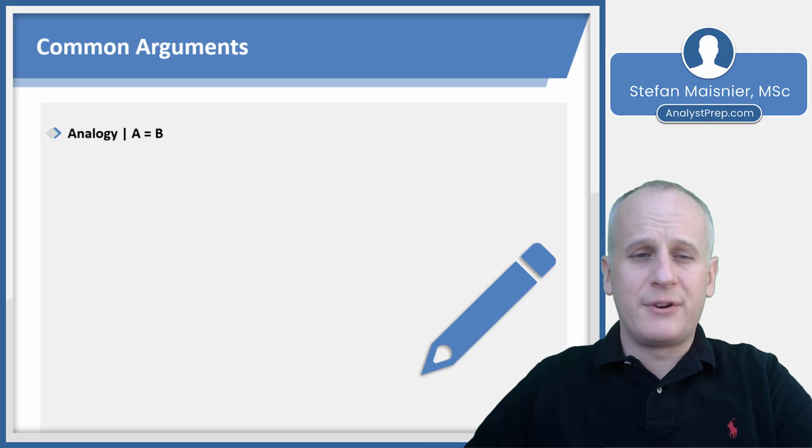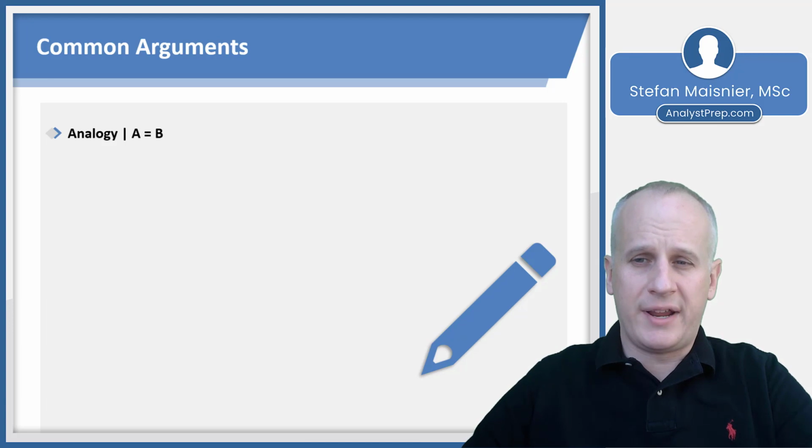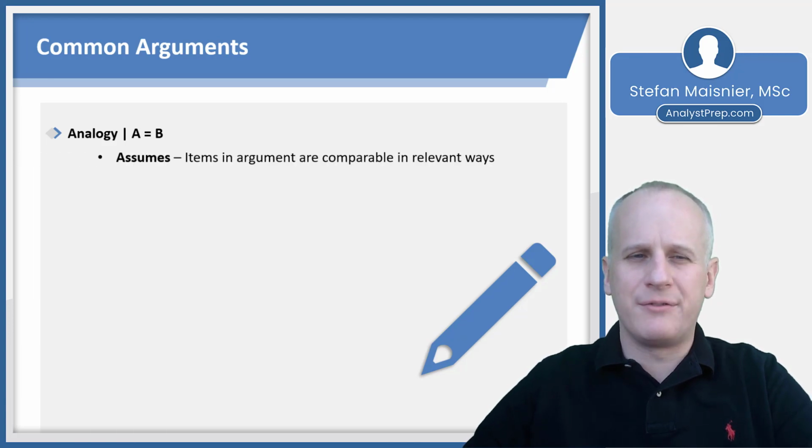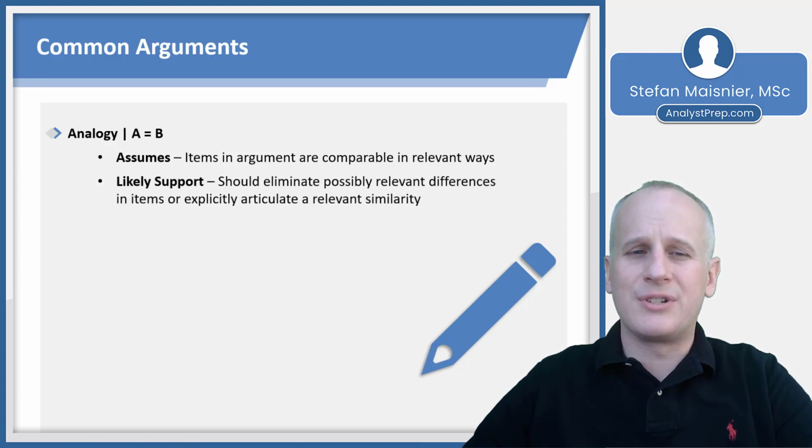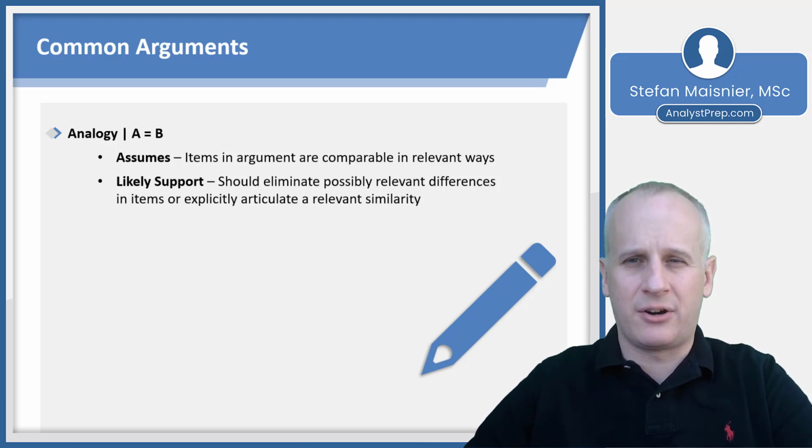So our common arguments, first we've got an analogy. An analogy argument basically just says that one is like the other, or A equals B. And your assumption for all analogy arguments is that the items in the argument from the premise to the conclusion are comparable in relevant ways. So to strengthen or support, you need to find information that should eliminate possibly relevant differences, or more explicitly articulate how the two items that are used in the argument are similar in a relevant fashion. So you're looking to say, yes, these two things are actually comparable.